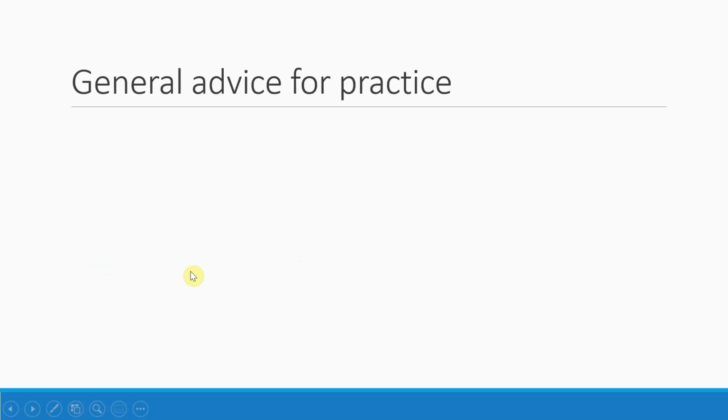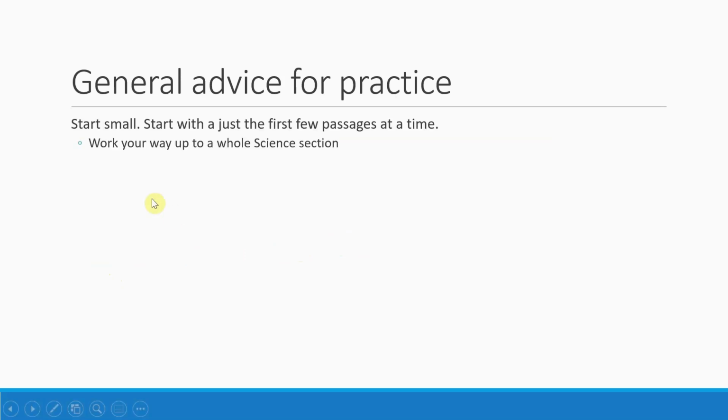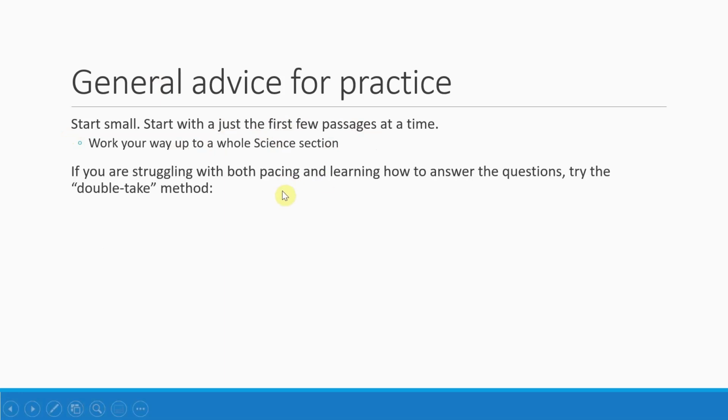So here's what we're going to have to do for practice. Start small, just like with reading comp, where we kind of break things down to get the pacing down and then you slowly expand. Here, start out with the first few passages at a time. Those are the easier ones, and then you can work to the harder ones and eventually work your way up to a whole science section altogether, where you can kind of get that pacing down to deal with the increasing difficulty.